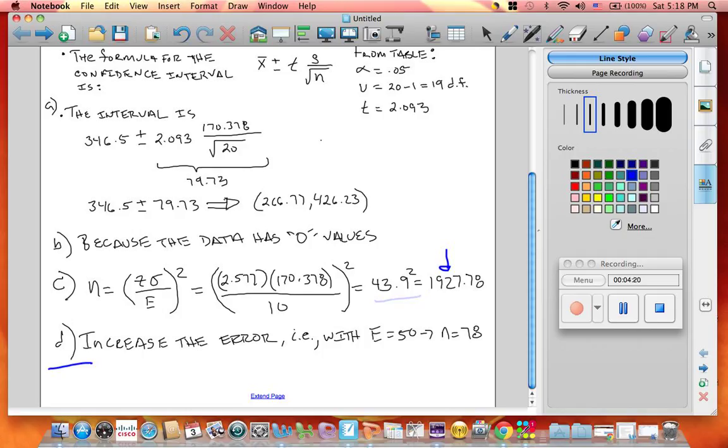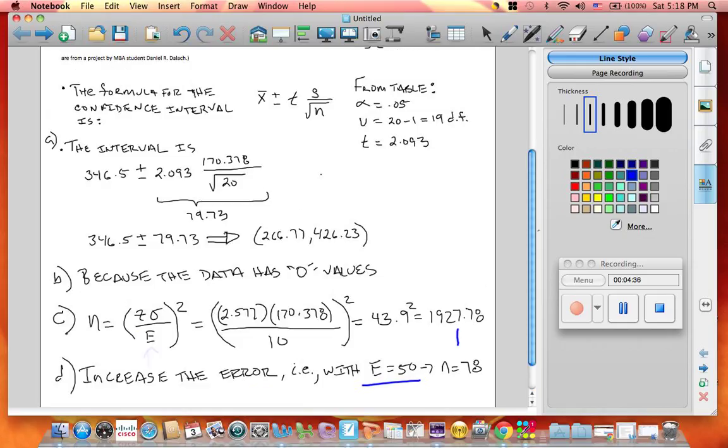And then part D basically asks us, well, that's a large sample. Could you suggest something else? Well, the only thing that I can think of is you need to increase the error. We need to increase this number right here, so it's not 10. If the error, for example, would be 50, and we redo the calculation, we would get an n equal to 75. And that basically solves the problem for us. Thank you.